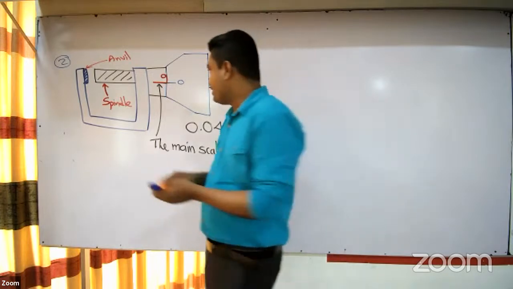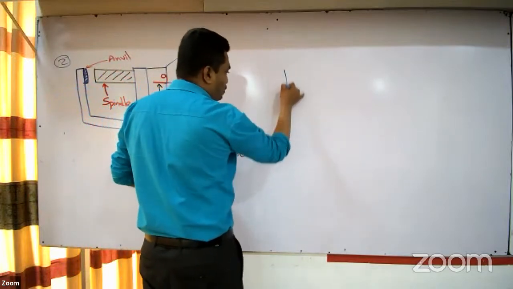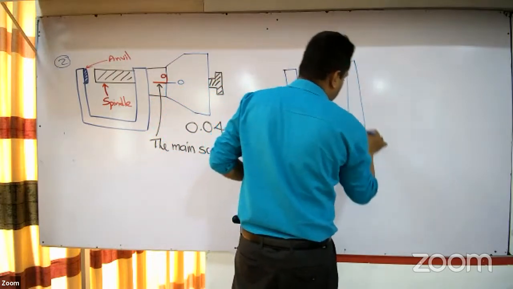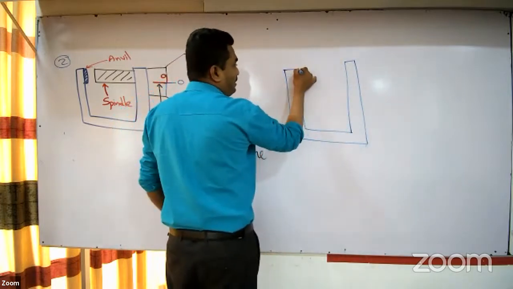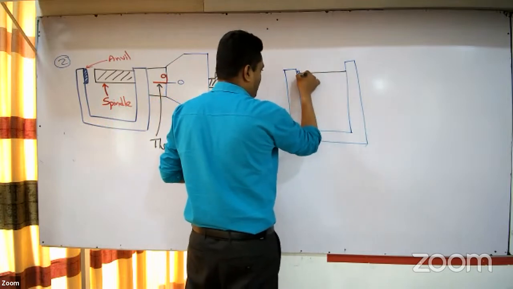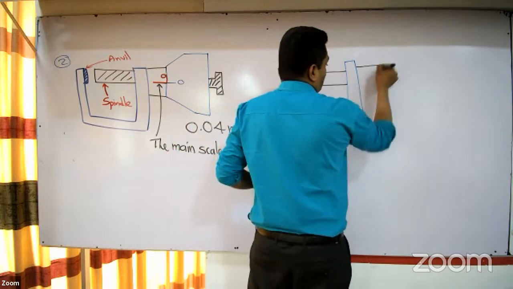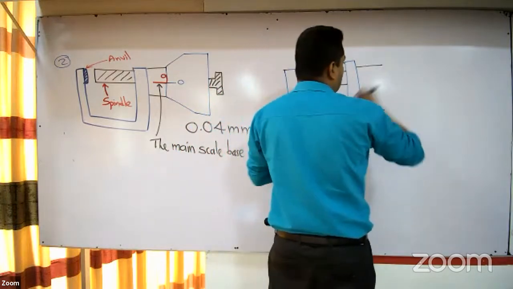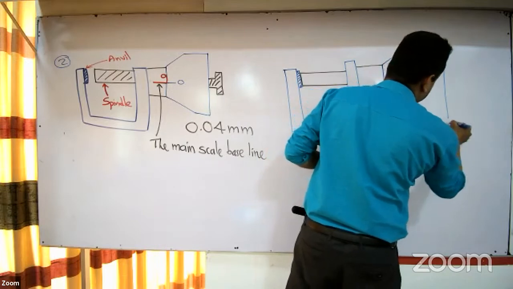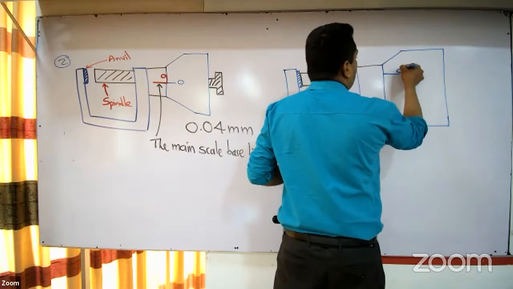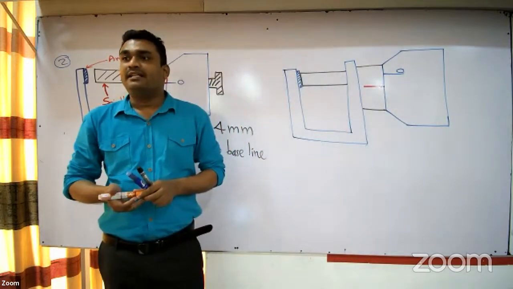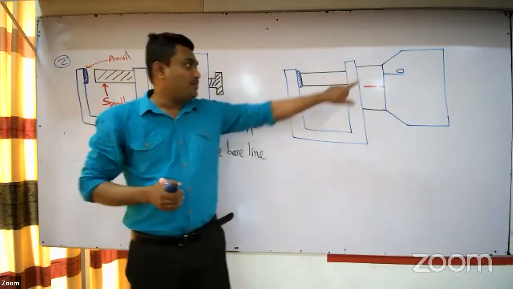Okay, dear? Right, look at the board. If the thimble is rotated until it touches the anvil, this is the anvil, and now the spindle touches the anvil. If we do this, we will be able to observe the circular scale zero line to be above the main scale baseline. This is the main thing. And the main scale zero line is covered by the thimble, so you can't see the line, but maybe you will be able to see the zero.